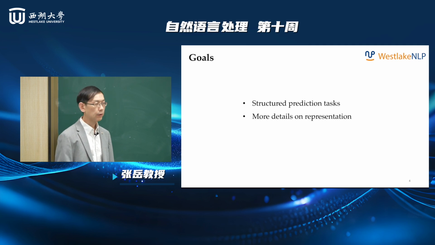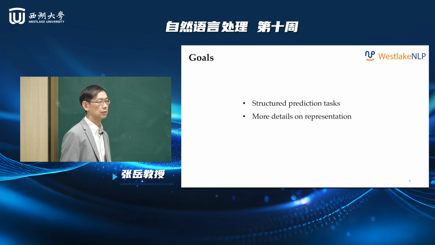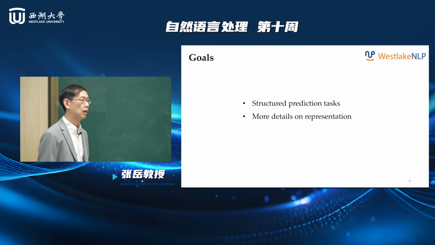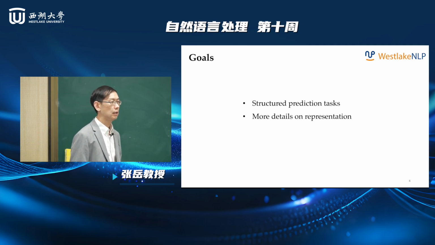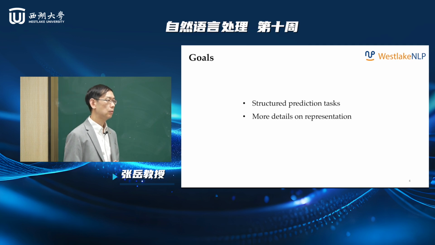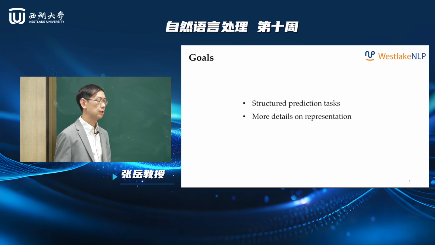So this week, we have two goals. One is to learn how to use neural models to do structured prediction. And the second is to talk about things we haven't had time to address last week, including how to represent out-of-vocabulary words and how to build deeper models for different tasks.